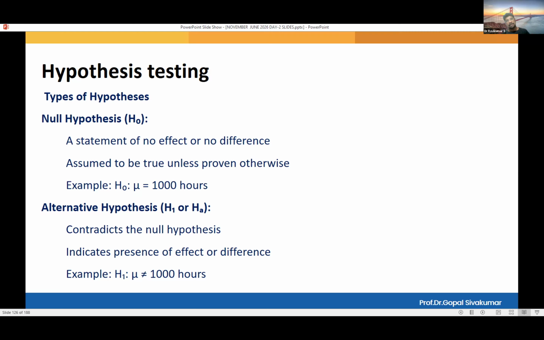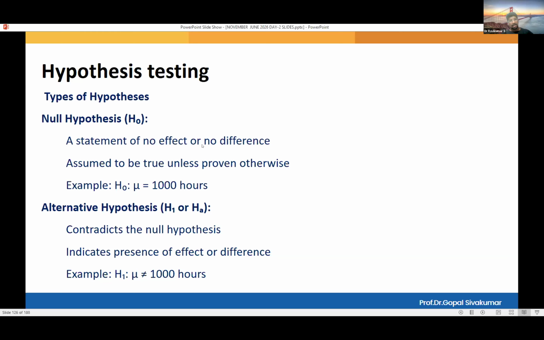What is the null hypothesis? Null hypothesis says, yes, the claim is true. Alternate hypothesis says the claim is not true. Guys, I am not saying false. You have to listen to me carefully. Null hypothesis says, yes, the doctor's claim, as it is. The statement is same. There is no difference.